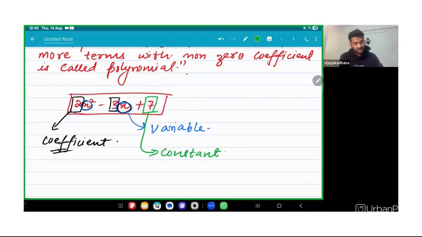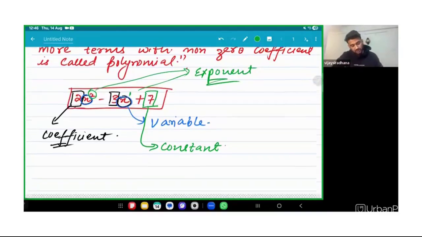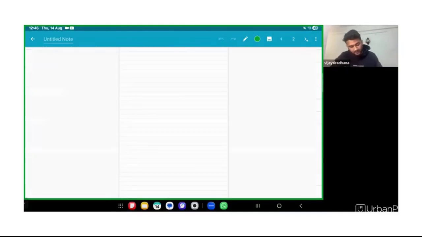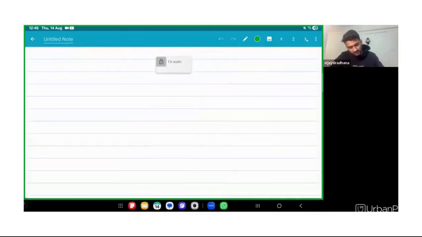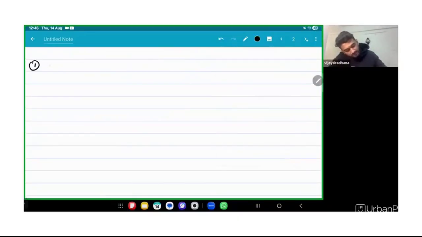And the last, the power. Over here, the power of x square is 2 and of the other term it's 1. So they are nothing but the exponent. Now let us see one by one what these terms mean. So students, first we'll talk about the constant.